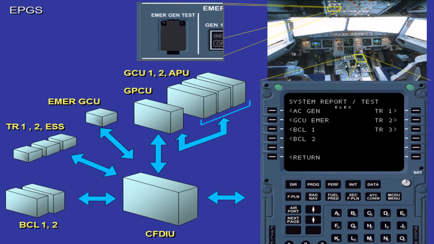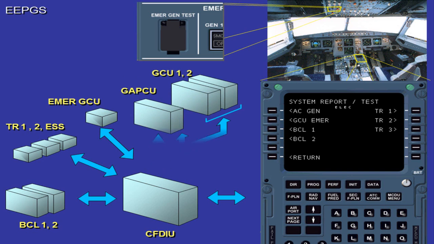The GPCU is the interface between the GCUs and the CFDIU for test purposes and fault reporting on the MCDUs. Both the BCLs and the emergency GCU communicate with the CFDIU for the same purposes. The TRs are connected to the CFDIU so that they can be reset via the MCDU. In the EEP-GS, the GAPCU is the interface between the GCUs and the CFDIU for test purposes and fault reporting on the MCDUs.